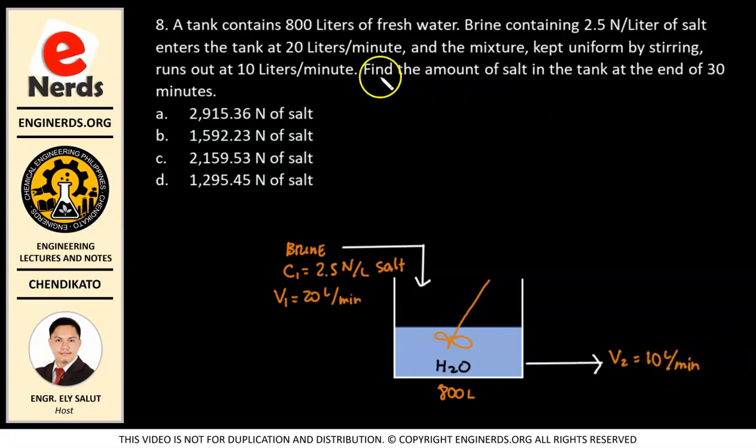Now we need to find the amount of salt in the tank at the end of 30 minutes. Okay, so our time is 30 minutes. So at time equal to 30 minutes, we need to find the amount of salt. So let's say Q is our amount of salt. So what is the amount of salt at the end of 30 minutes?